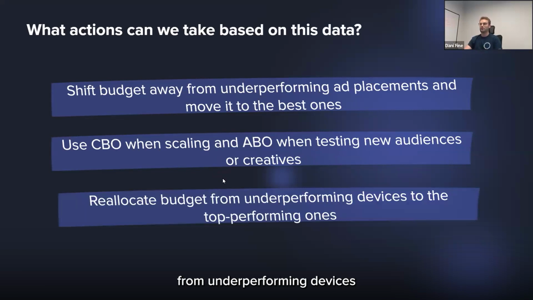Reallocate budget from underperforming devices to the top performing ones. So we can see, for example, maybe Facebook stories is getting a lot of spend, but it's not generating any results. Let's make sure I exclude it.